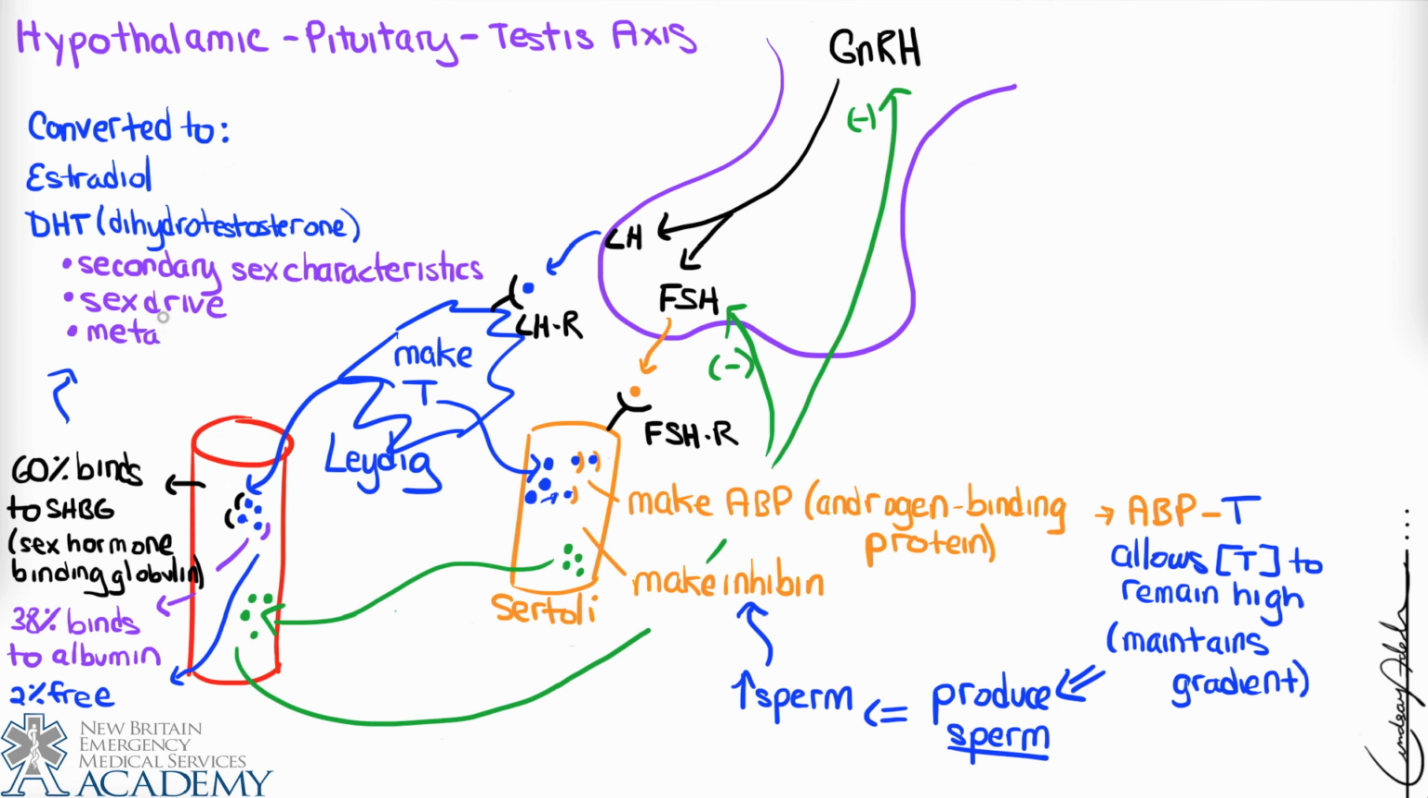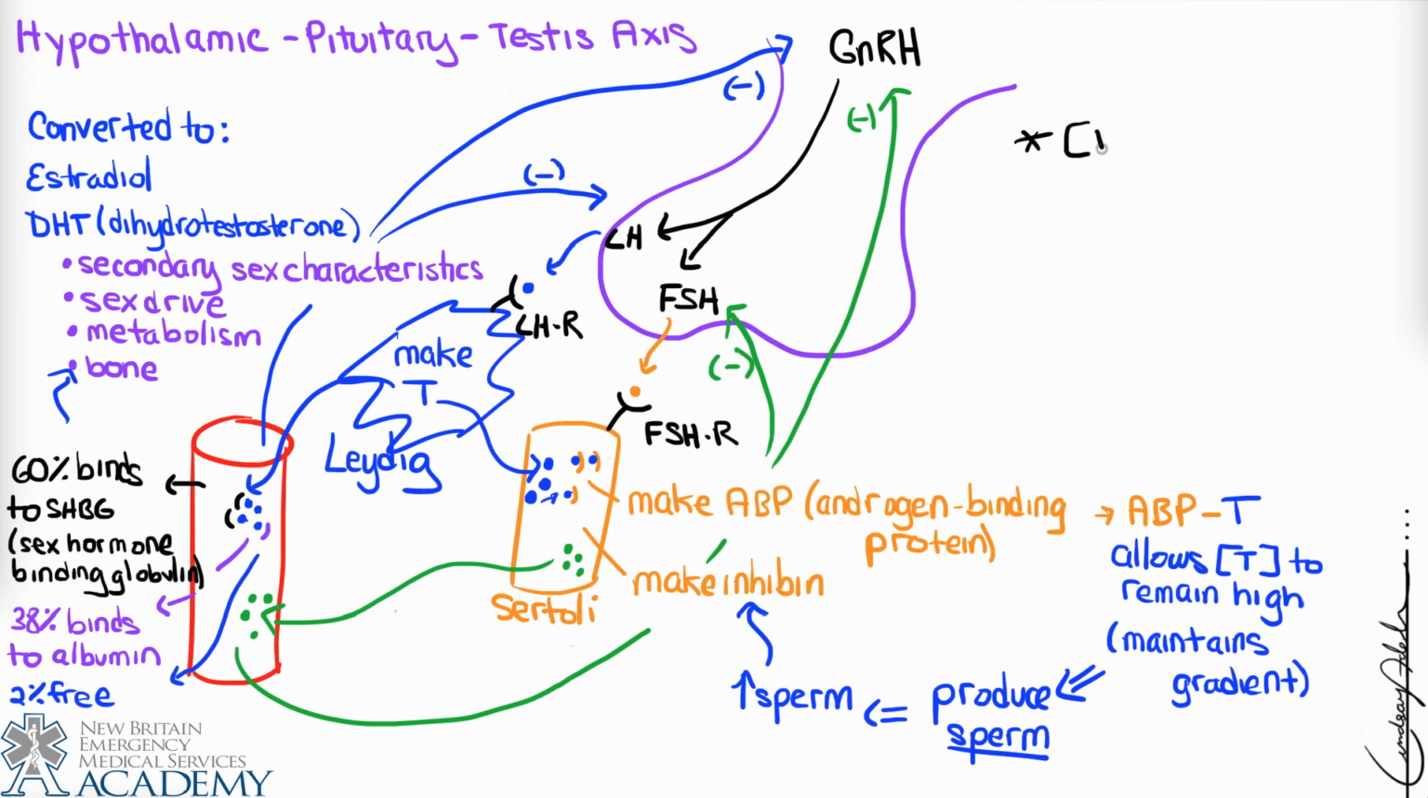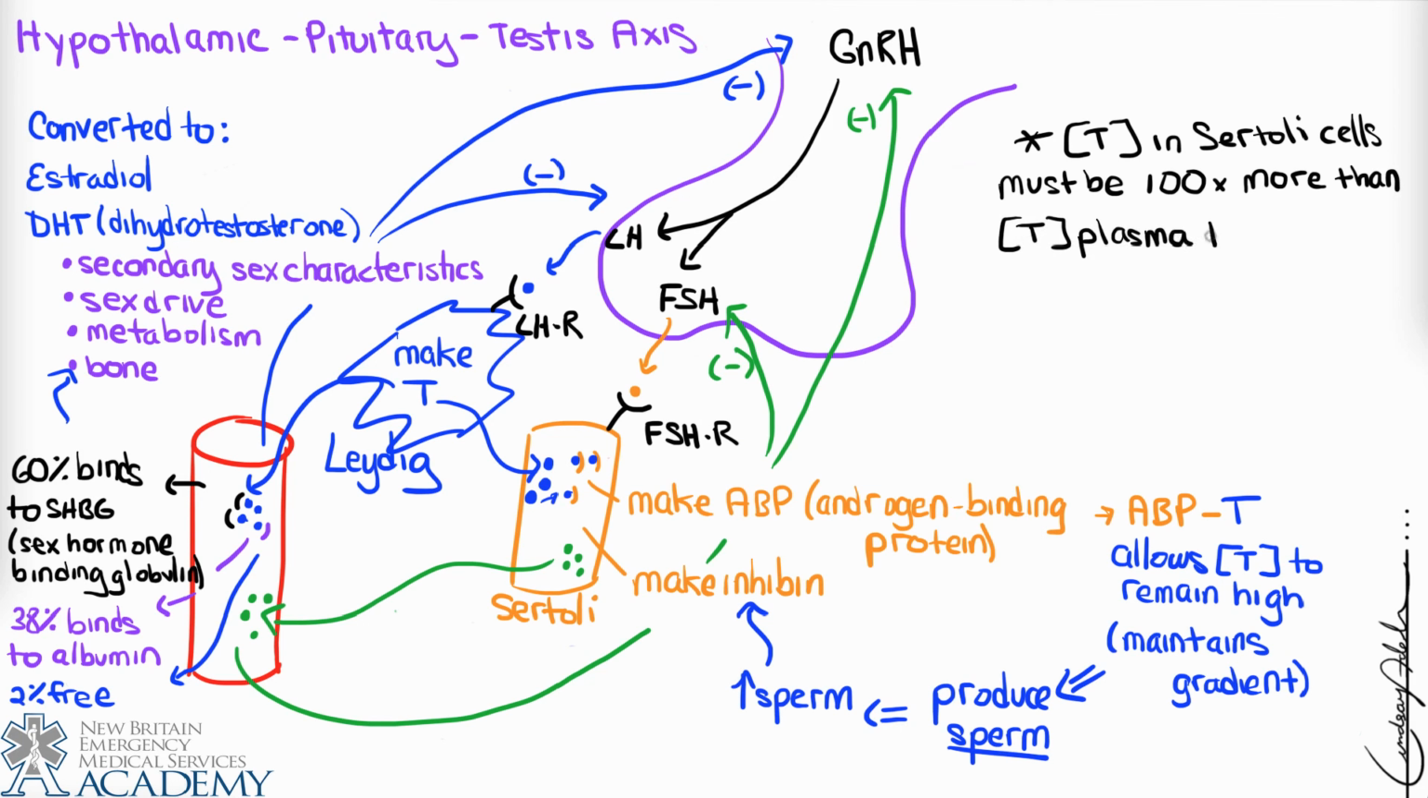As you may predict, testosterone also causes negative feedback inhibition of the anterior pituitary and the hypothalamus, particularly in the context of LH and GnRH. One final thing that may be interesting in terms of the regulation of testosterone is that in order for the Sertoli cells to make sperm cells, the testosterone concentration in the Sertoli cells has to be about 100 times more than the testosterone concentration in the plasma. And so if this were to decline in the Sertoli cells, then the rate of sperm production would decrease.